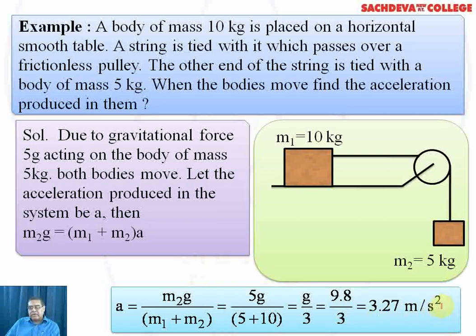So what exactly do we have to find? We have to find the acceleration produced. So the acceleration produced in the masses is 3.27 meters per second square. We can write it up to 1 decimal place because 2 is not significant. So we can remove 7 and add 1 to 2. So the net result can also be expressed as 3.27 or 3.3 meters per second square up to 1 decimal place.